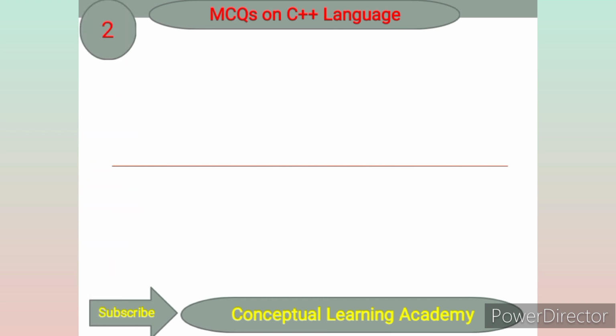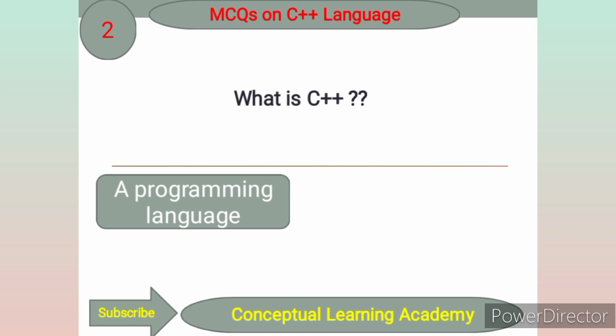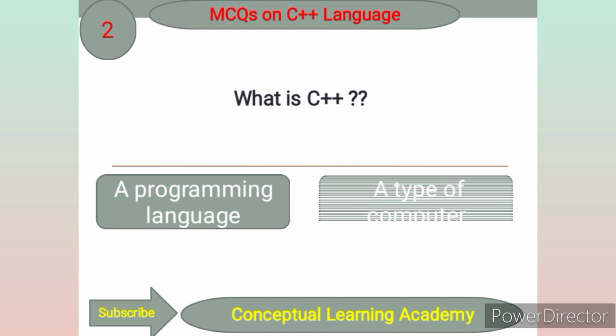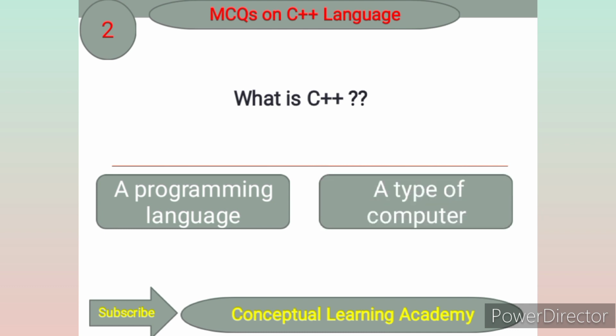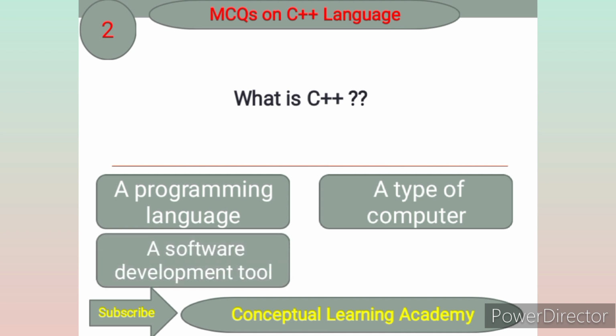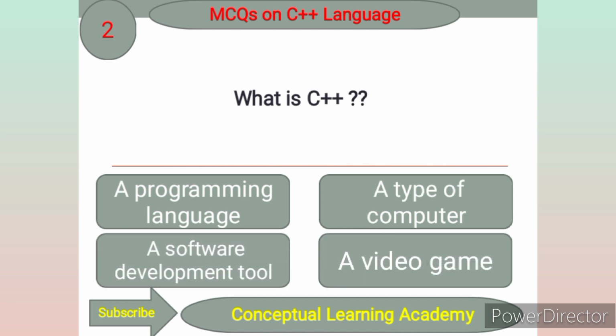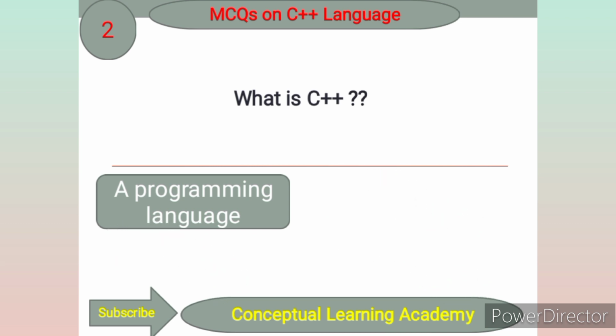Question number 2. What is C++? Option 1 a programming language, option 2 a type of computer, option 3 a software development tool, option 4 a video game. The correct answer is a programming language.